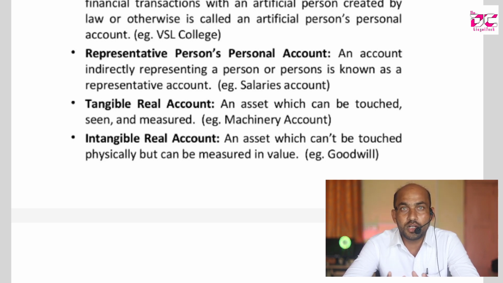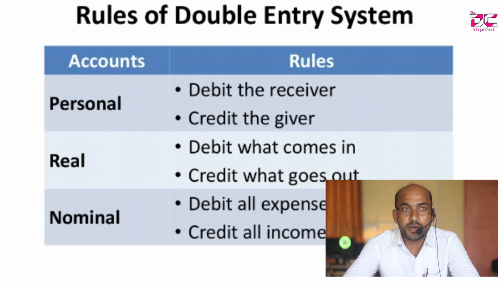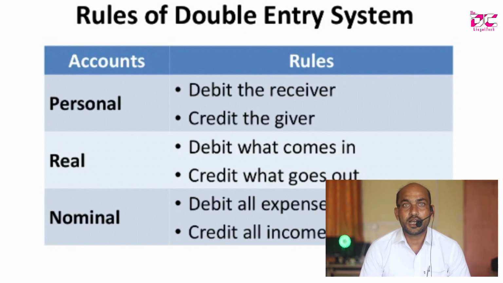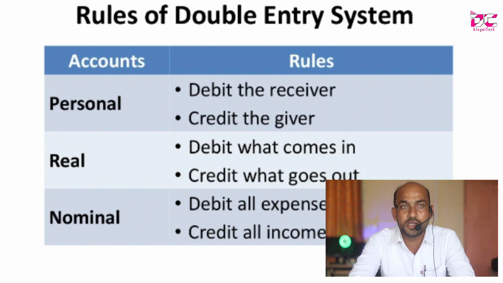Then golden rules of accounting. When we learn accounting, you should know about the rules of accounting. It is a must. So first, personal account. What do you mean by personal account? Already we saw that the account is related to persons. We call it a personal account. So what is the rule of personal account? Debit the receiver, credit the giver. It is the rule of personal account.